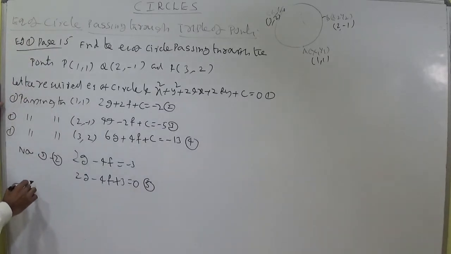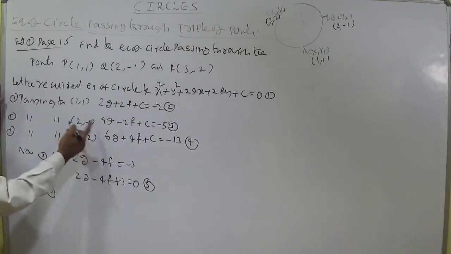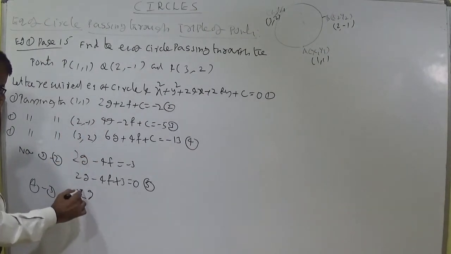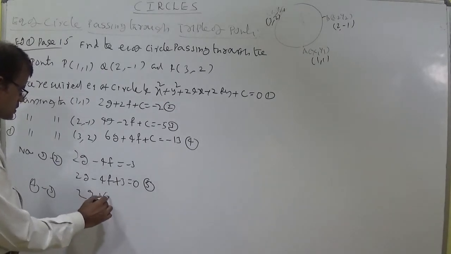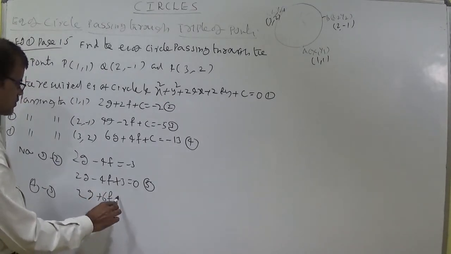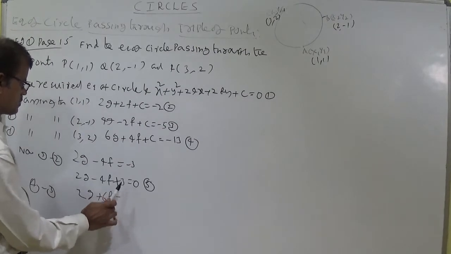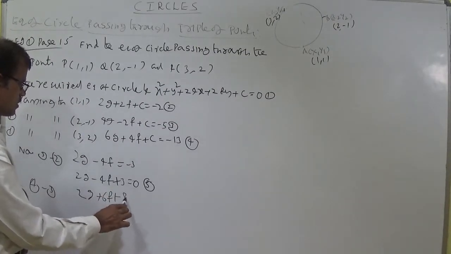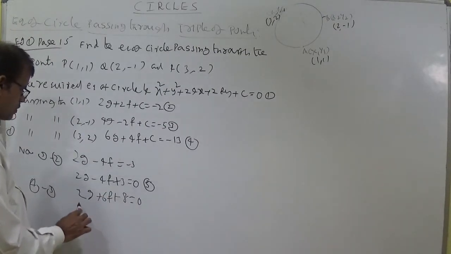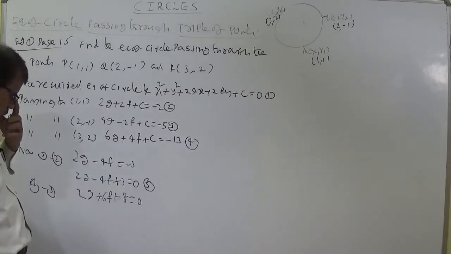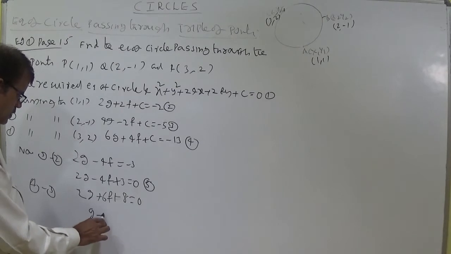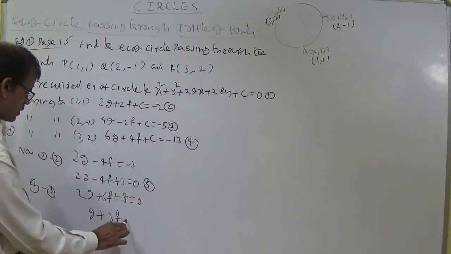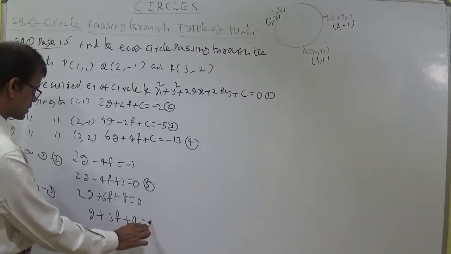Next I am writing 4 minus 3. Fourth equation minus third equation, you will be getting 2g plus 6f is equal to minus 8. So plus 8 taken this side, equal to 0. By dividing by 2 you can get g plus 3f plus 4 is equal to 0.